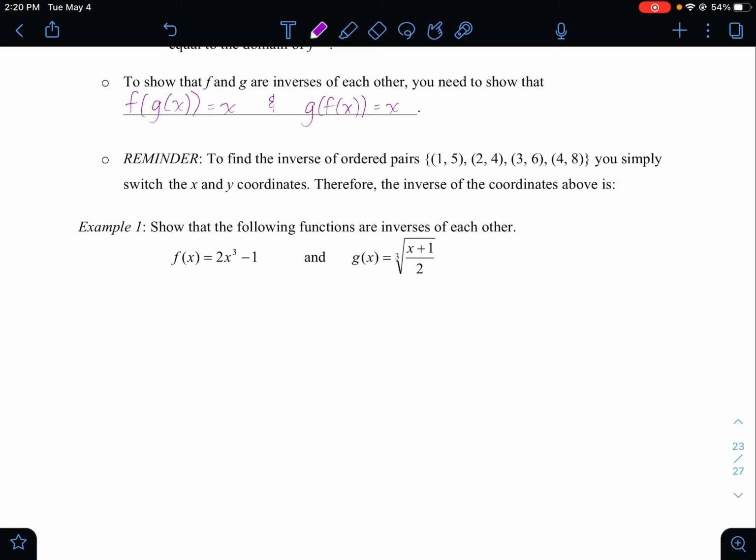Now let me remind you, even way back in Algebra 1, where we found inverses of ordered pairs, to find the inverse of ordered pairs, you simply switch the x and the y coordinates. So if I were to look at these ordered pairs, the inverse would be (5, 1), (4, 2), (6, 3), and (8, 4). Okay, that's the inverse.